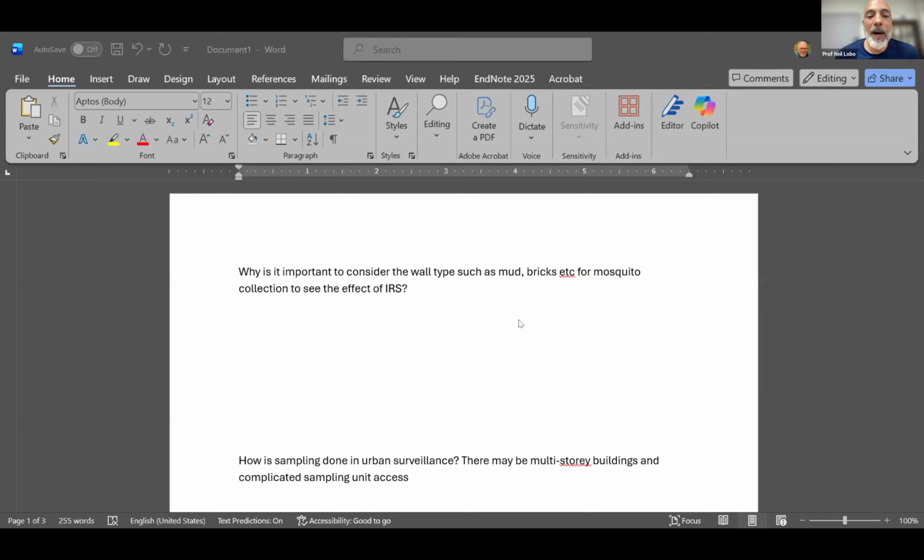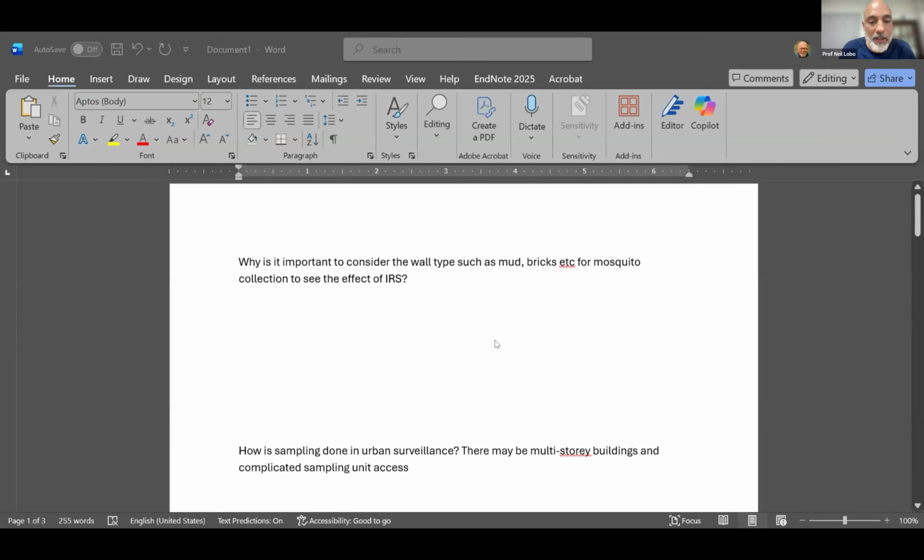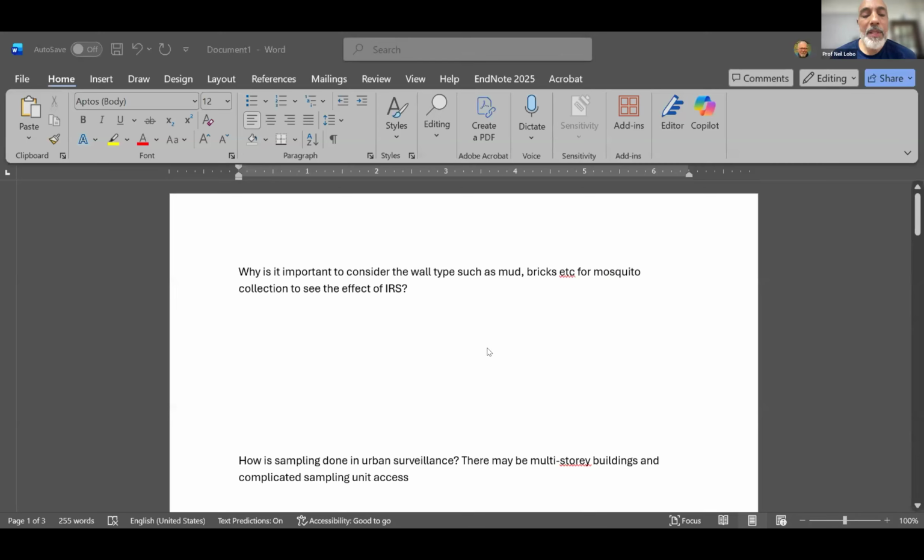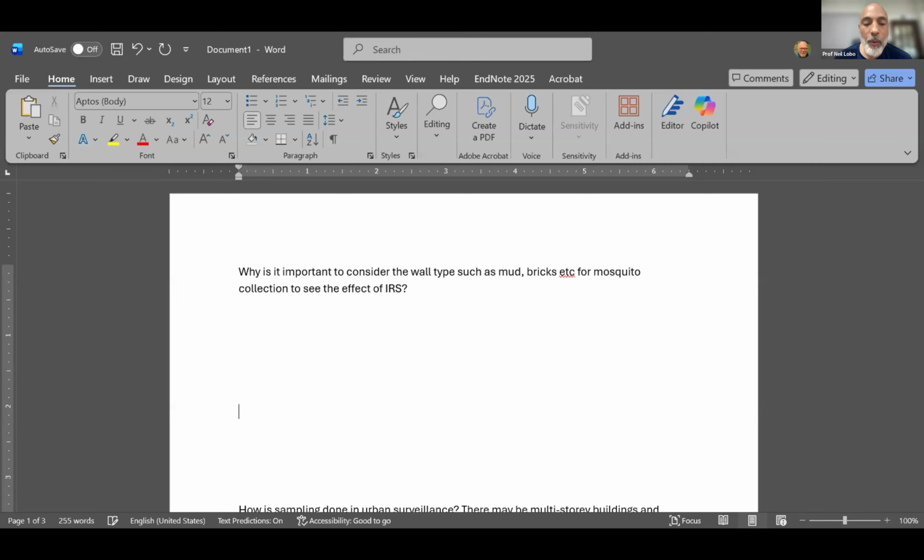The first question I see is, why is it important to consider the wall types, such as mud, bricks, etc., for mosquito collection to see the effect of IRS? Okay, this is a great question. So sometimes different walls have different consistencies. For example, brick walls are porous and your IRS can be absorbed into it. Mud walls can actually be, when you spray mud walls with IRS, it can be washed off really easily. Or it can just flake off.